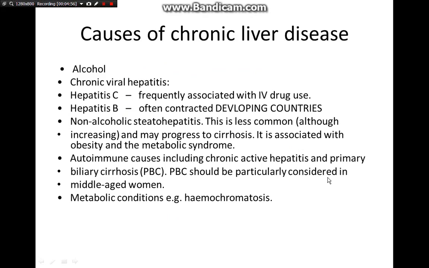Then we will come to the causes of chronic liver disease. Alcohol is the most common worldwide, but there will be some clinical clues when you examine the patient, such as parotid enlargement, a cachexic look, Dupuytren contracture, and peripheral neuropathy. This gives you a clue that this gentleman is most likely alcoholic, and you have to take the history properly.